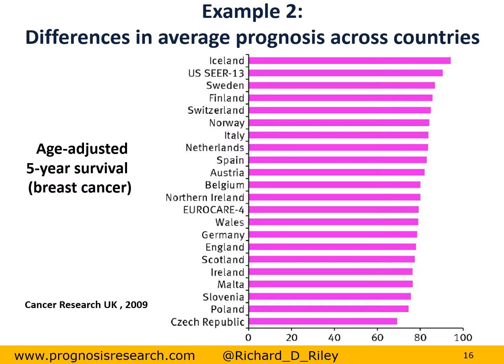Another example here is the average 5-year survival of breast cancer patients displayed across different countries, and this is provided by Cancer Research UK in 2009. And we see that in Iceland they've got about a 90-95% chance of being alive after 5 years, in the Czech Republic about a 70% chance. So again, this motivates further inquiry. Why are there differences? Is it due to different screening programs, different times of being diagnosed? Maybe in Iceland, the breast cancer patients are being diagnosed earlier, and that's why their prognosis is better. Or is it to do with different standards of care and quality of care?